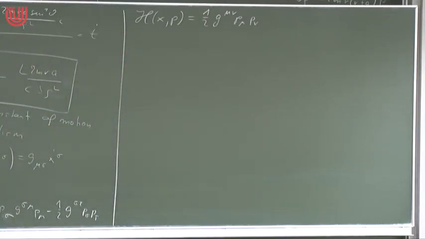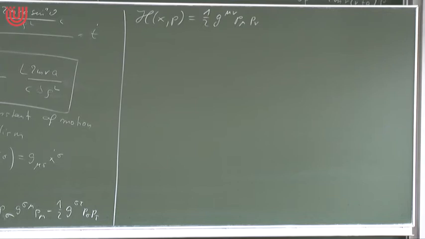And so it's the same as a Lagrangian. Yeah, it's the same as a Lagrangian, just expressed in terms of different variables. Not in terms of x and x dot, but rather in terms of x and p. But it takes the same values.